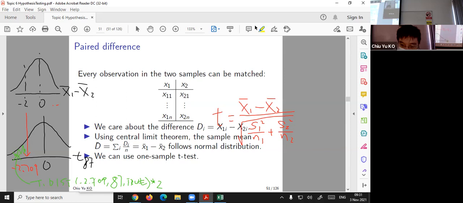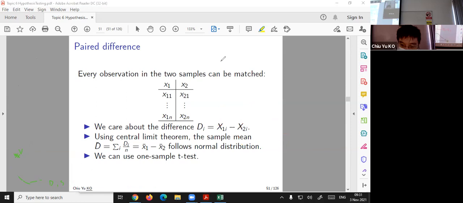So let me quickly finish this set of slides. Actually, it's very simple. But I hope you understand the background behind this. The answer is very simple. At the end, as I said, this one actually is the same as the one sample test. Nothing different, everything the same as one sample, but I want to explain why we need that.